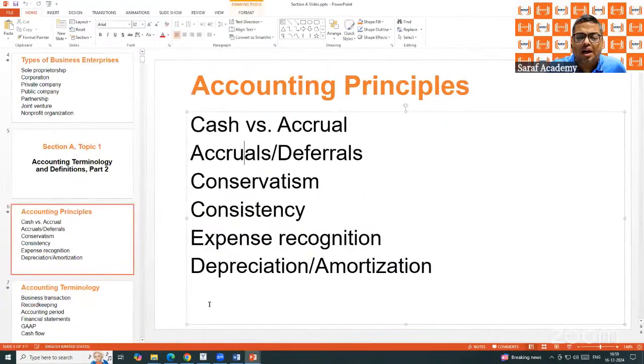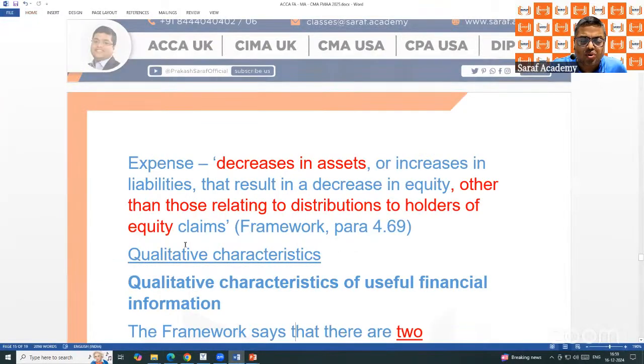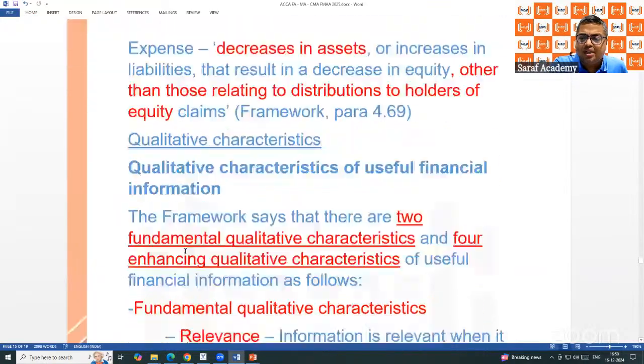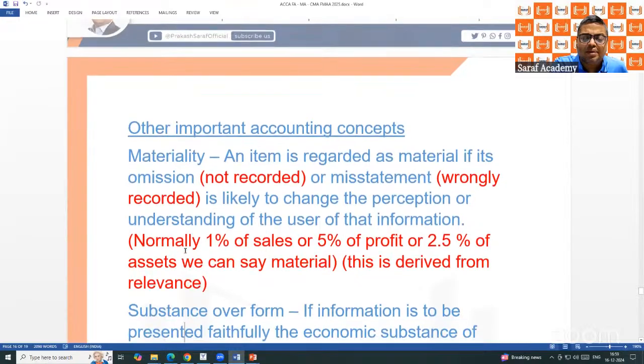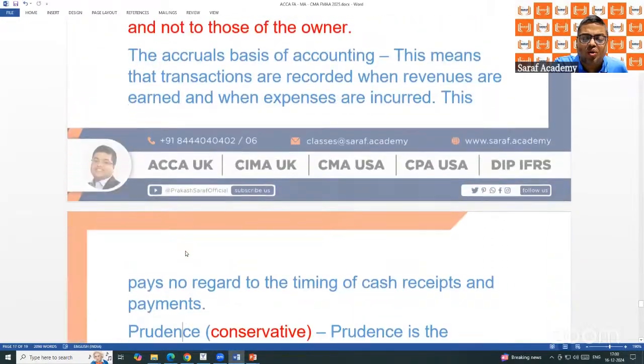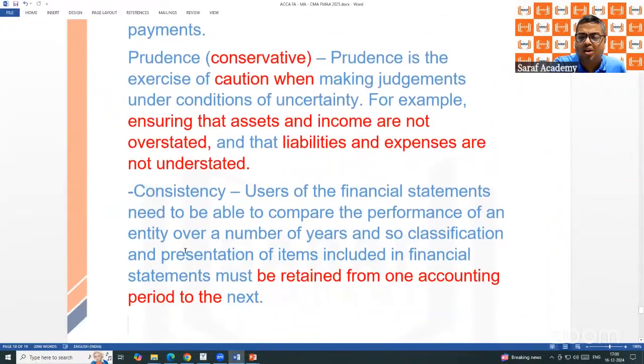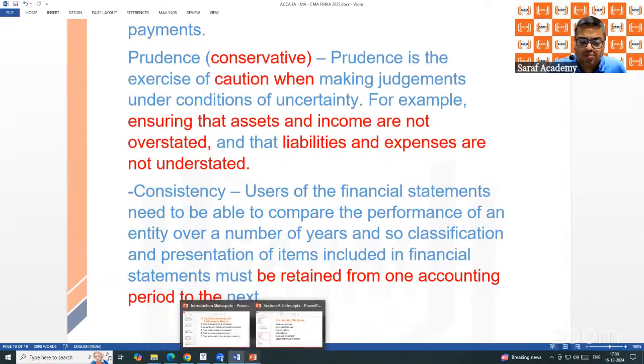Here, the same things are written. I'm coming to accrual concept and all that because here in the notes also I have written. After the qualitative characteristics, you will find that materiality, substance over form, going concern, this, that, all are written. ठीक है? आ रहा हूं मैं उसमें. I'm coming.